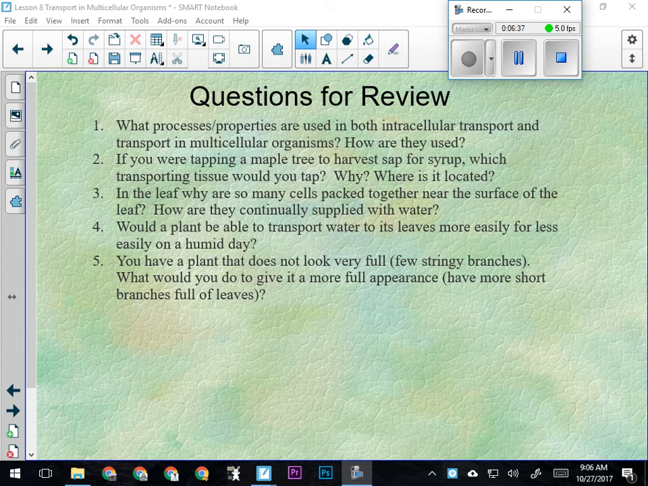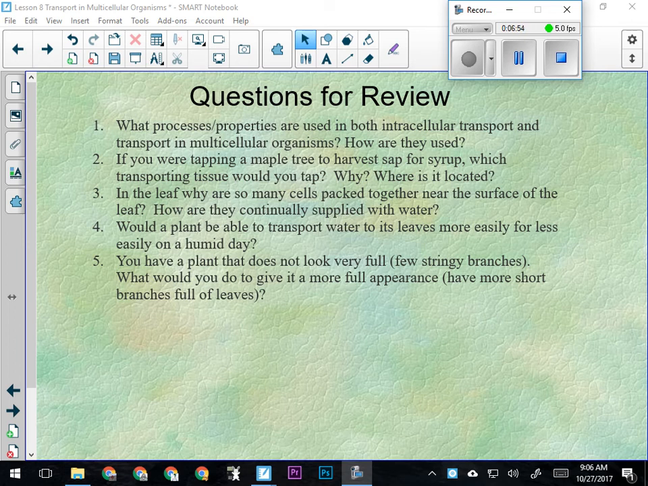How are they continually supplied with water? The xylem brings it up. There's veins that run into the leaf, just like there's veins that run into your tissues, and stuff can diffuse out of those veins. They can move by osmosis out of those veins and get to the cells where they're needed.